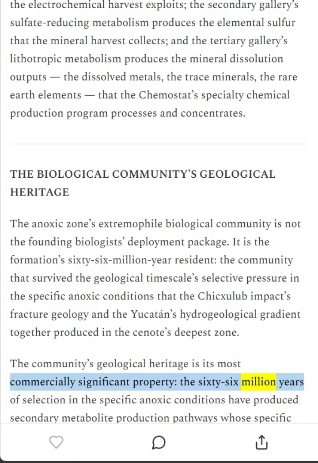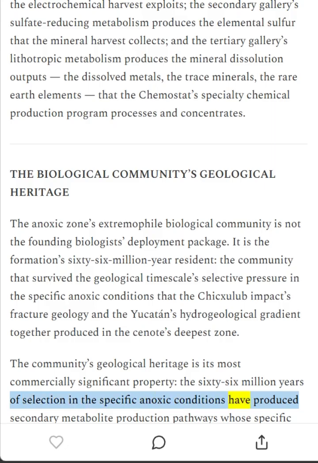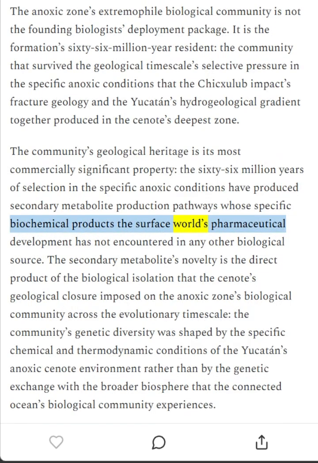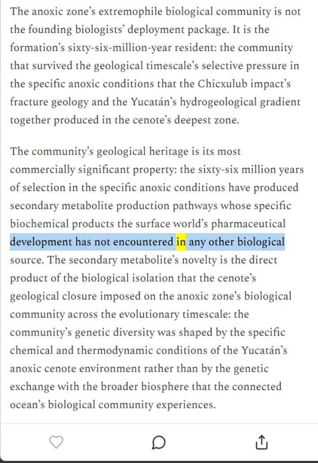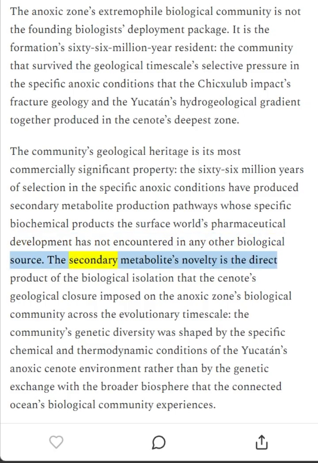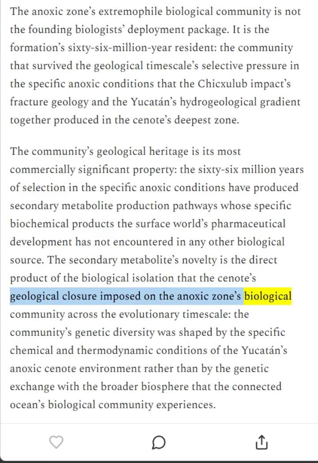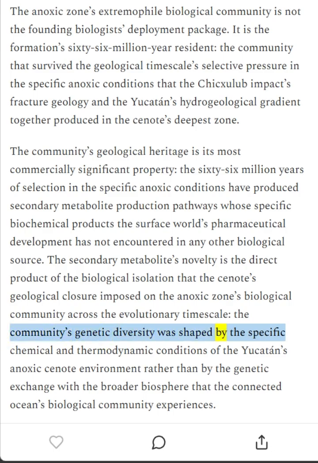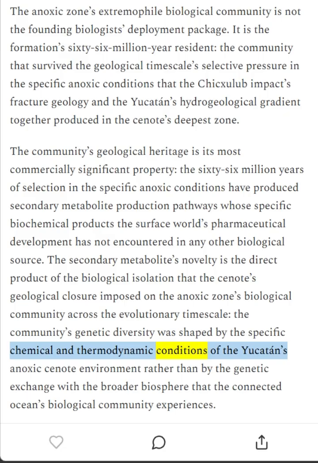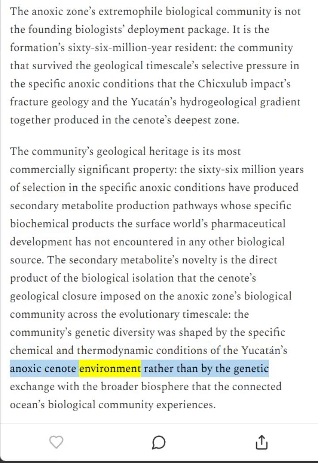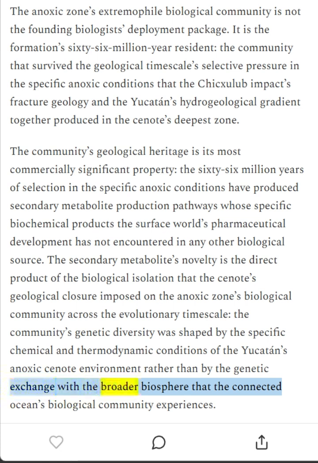The 66 million years of selection in the specific anoxic conditions have produced secondary metabolite production pathways whose specific biochemical products the surface world's pharmaceutical development has not encountered in any other biological source. The secondary metabolite's novelty is the direct product of the biological isolation that the cenote's geological closure imposed on the anoxic zone's biological community across the evolutionary timescale. The community's genetic diversity was shaped by the specific chemical and thermodynamic conditions of the Yucatan's anoxic cenote environment, rather than by the genetic exchange with the broader biosphere that the connected ocean's biological community experiences.